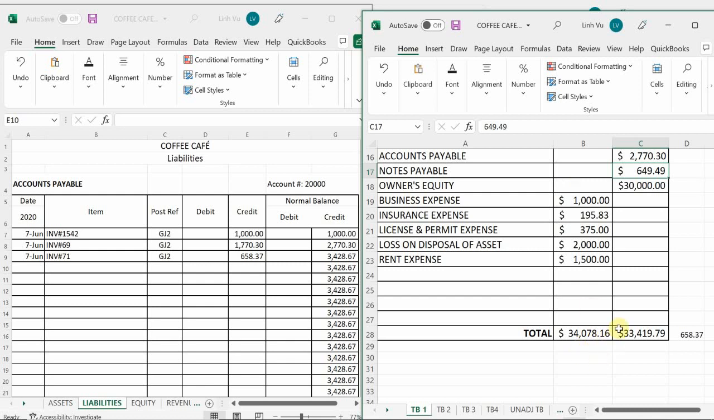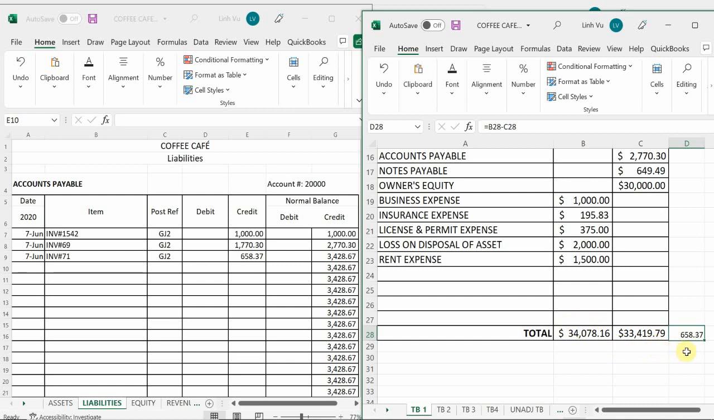Now it tells me I got 34,078.16 on the debit, but I end up getting 33,419.79 on my credit. If I go ahead and take the difference between them, it tells me that I'm missing $658.37. So in this case, that will tell me it's on the credit side, because when I put my formula, if it's positive, that means I'm missing a credit. If it's negative, then I'm missing a debit. Or I'm just looking for the difference between these two numbers.